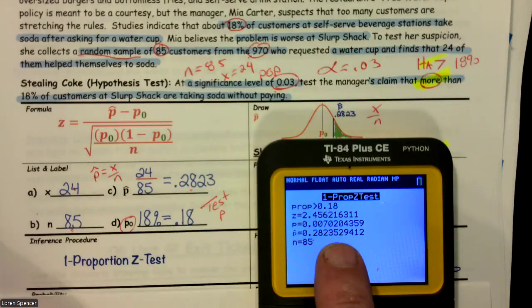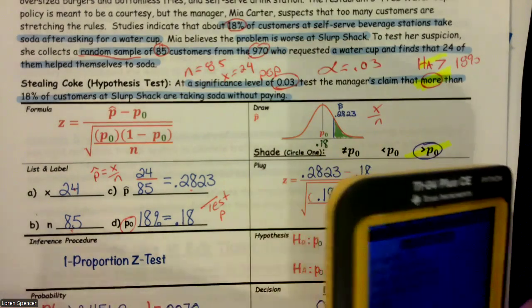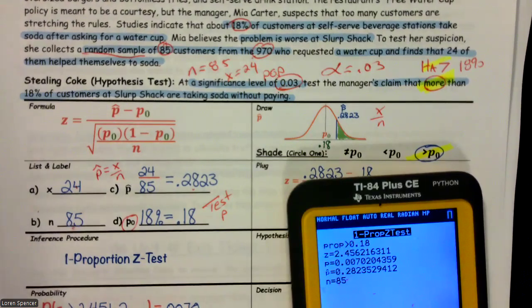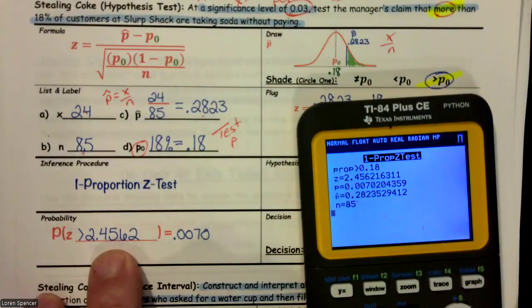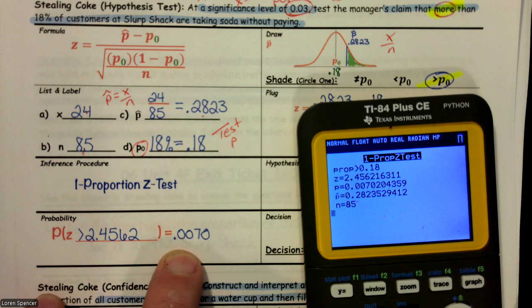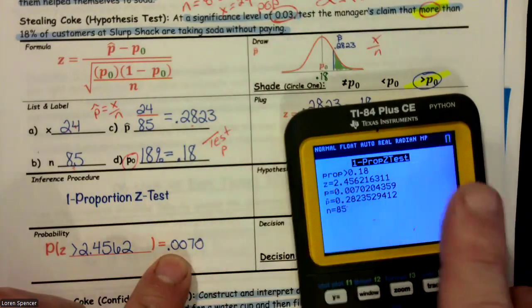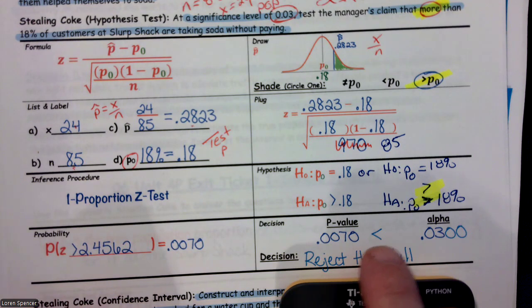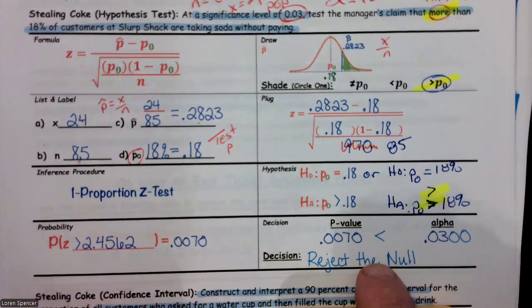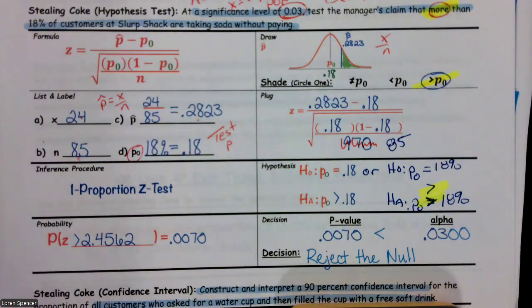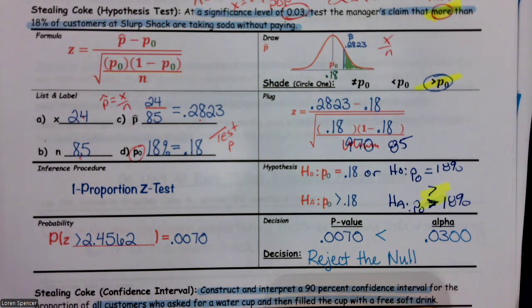And we ended up getting a p-value of 0.007. So the probability that z is greater than 2.4562 equals 0.007. Well, 0.007, we're comparing it to an alpha of 0.03. Well, this is definitely less than that, so our decision would be to reject the null. In the exit video, we will write the conclusions for this. So if you want to see that, you'll need to watch the exit video.